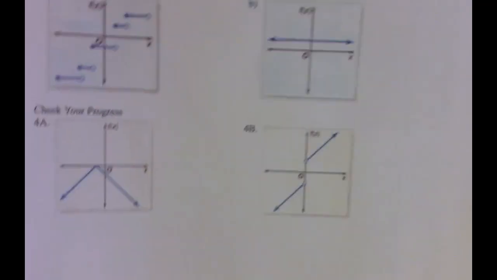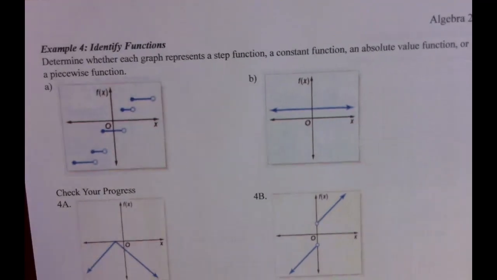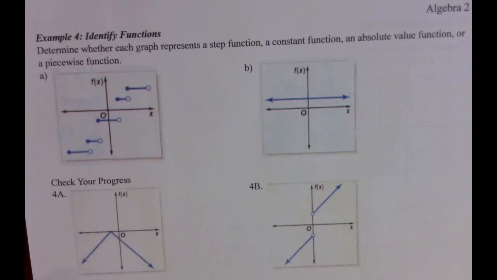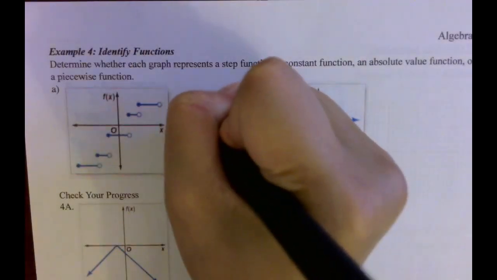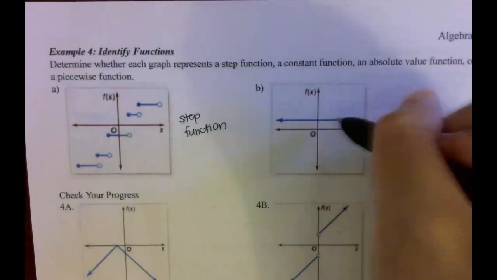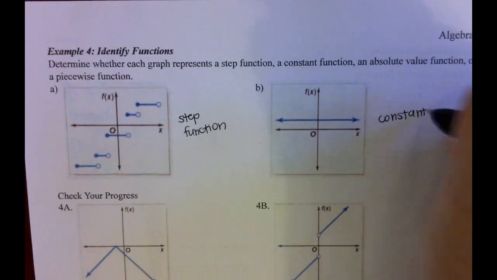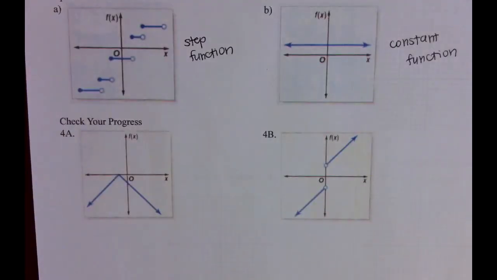Okay, last part is just identifying functions, determining which one it is. Okay, so it would help if you have the list here, kind of like how I have a picture of what it looks like here. Okay, so here A. It kind of looks like steps, so this is a step function. Okay. B here, it's a horizontal line, so this is a constant function. Okay, and then try 4A and 4B, and then check your answer.